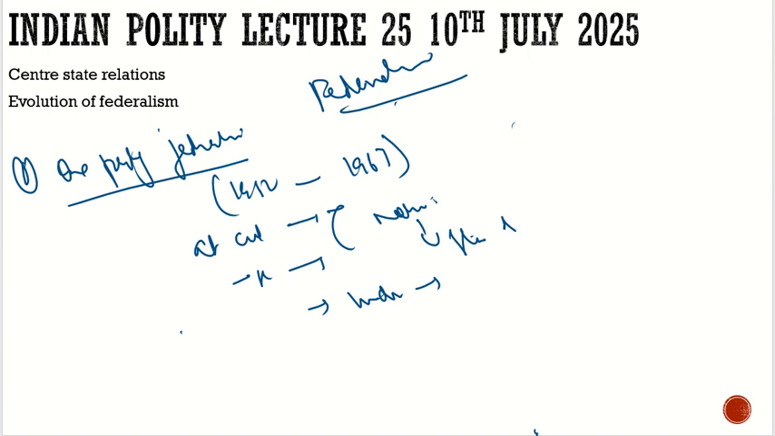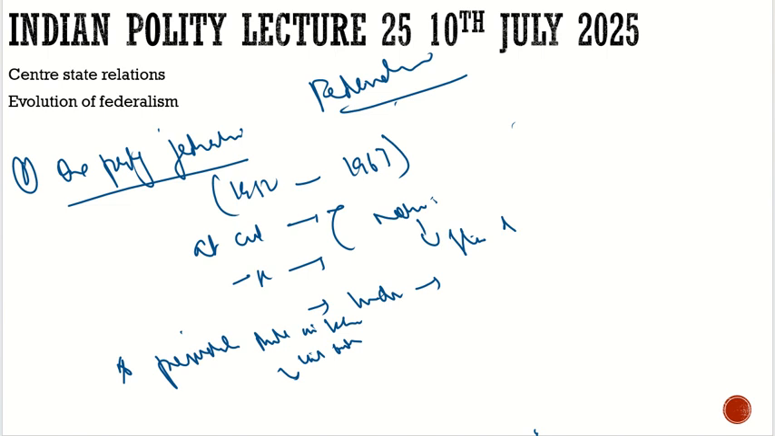So this time period from 1952 to 1967 is called the first phase of Indian federalism. Both at the center and the state level, it was one political party, but the respect was different. The cooperation was at its best. The only black spot on this federalism is the president's rule in Kerala. President's rule in Kerala is the only black spot on this federalism. Otherwise, it was the best one.